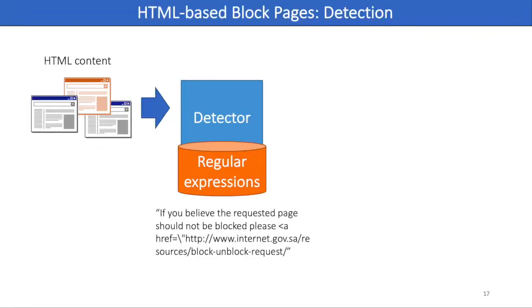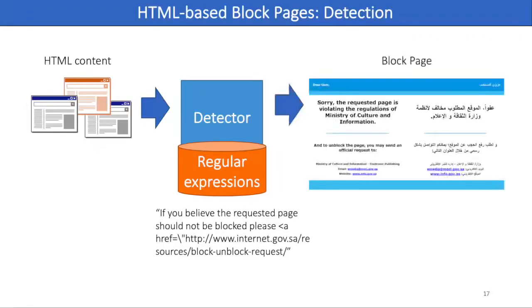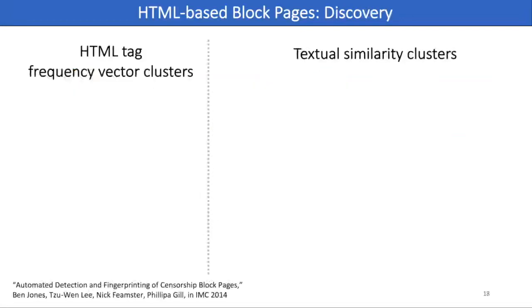If we have regular expressions in our database, we can always find the corresponding block pages. However, the challenge is to find the unknown block pages, and ICLab has two techniques to discover them by utilizing its PCAP and HTTP measurements.